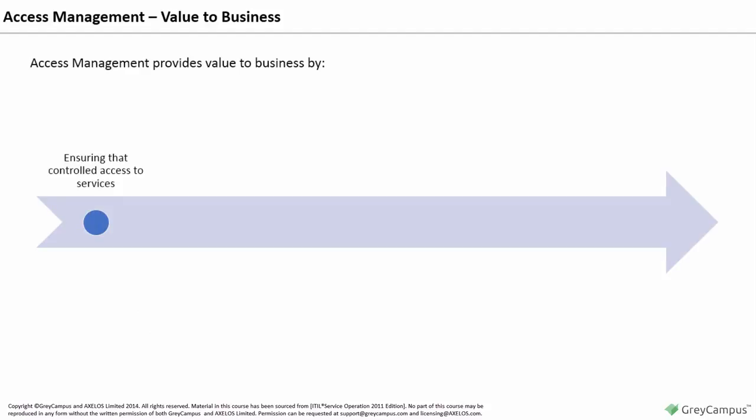Access management. Value to business. The value of access management includes ensuring that controlled access to services will allow the organisation to maintain effective confidentiality of its information, ensuring that employees have the right level of access to execute their jobs effectively, reducing errors made in data entry or in the use of a critical service by an unskilled user, e.g.